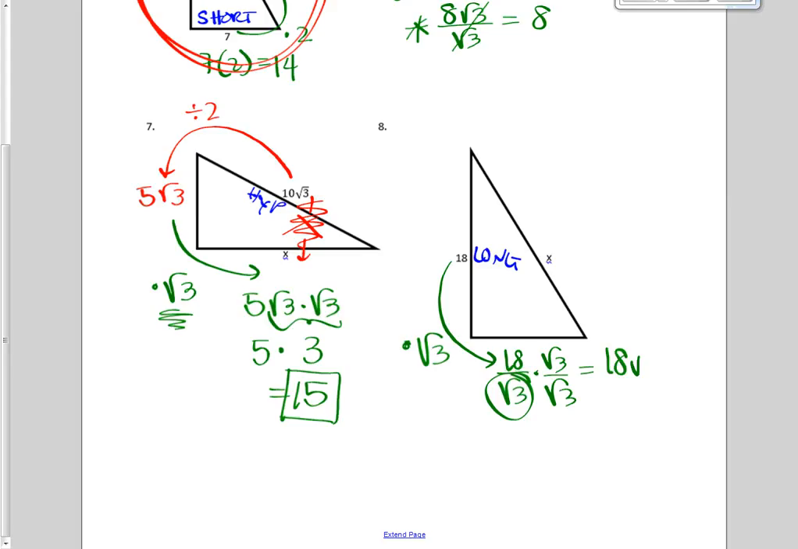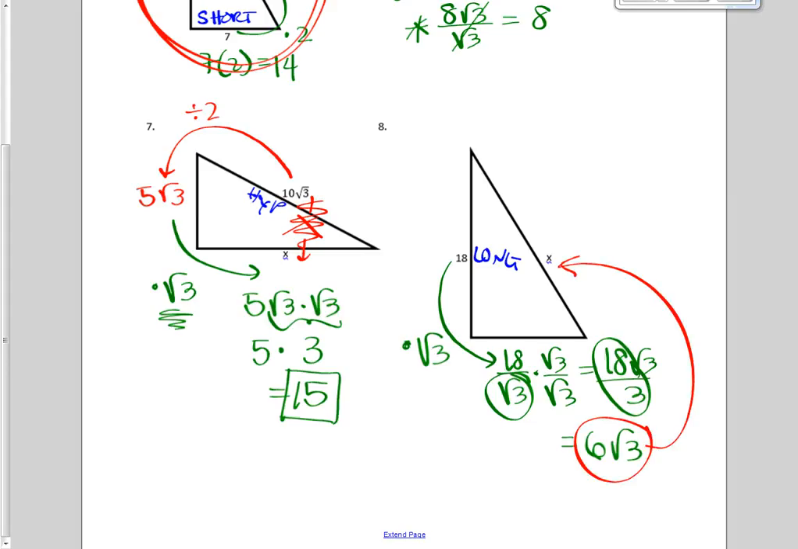That gives me 18 radical 3 divided by a regular 3. This together is just 6. So my short leg is 6 radical 3. Then I got to take this and go to here. Well, the way I go from short leg to hypotenuse is always times 2. So if I take 6 radical 3 and double it, instead of 6 radical 3, it's 12 radical 3. We just double it, just twice as much.